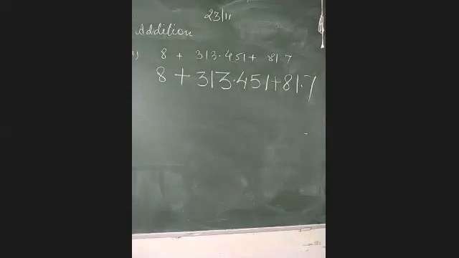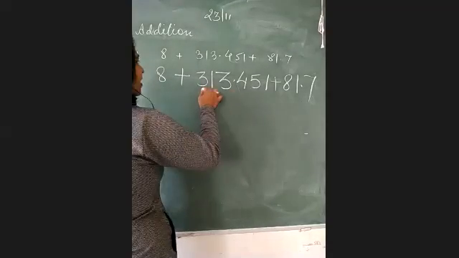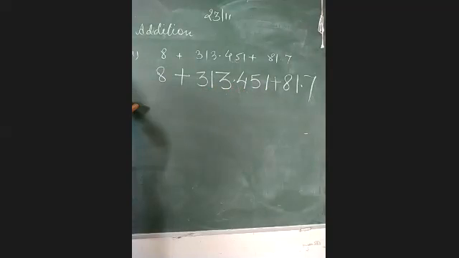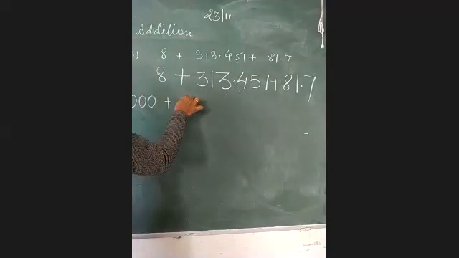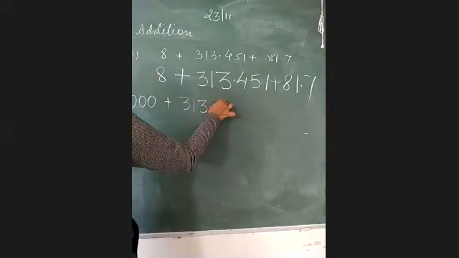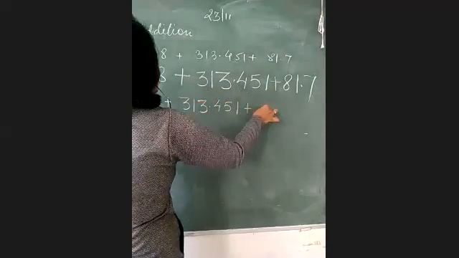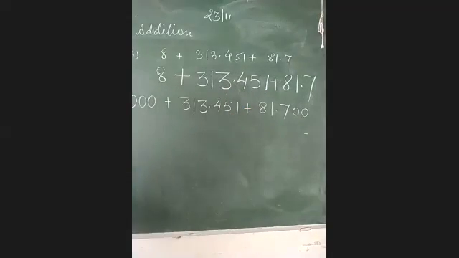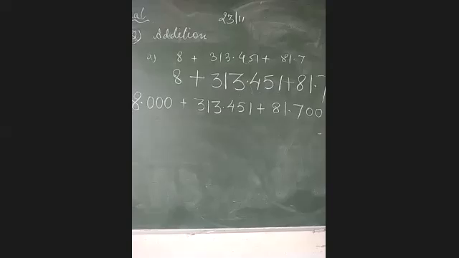Now look here. It's the number 313.451. So first of all we'll convert into like decimals. It will give you 8.000 plus 313.451 plus 81.700. Now this is the normal number which we have converted into like decimals. Now let us add it.